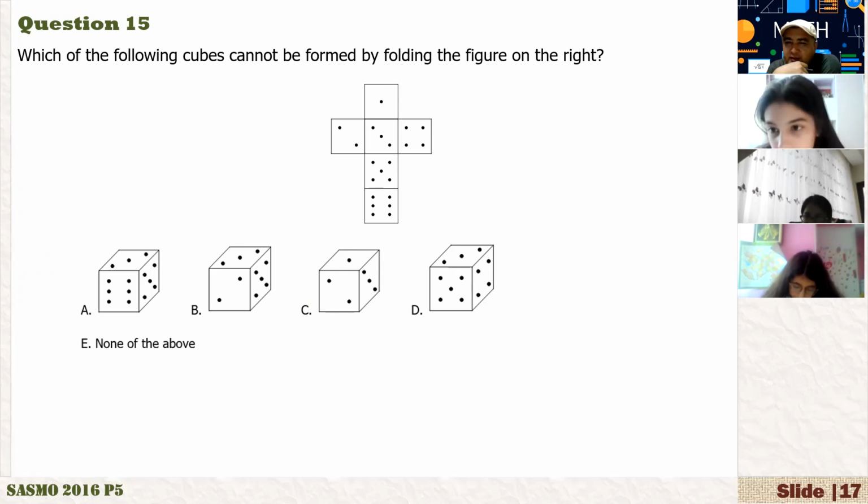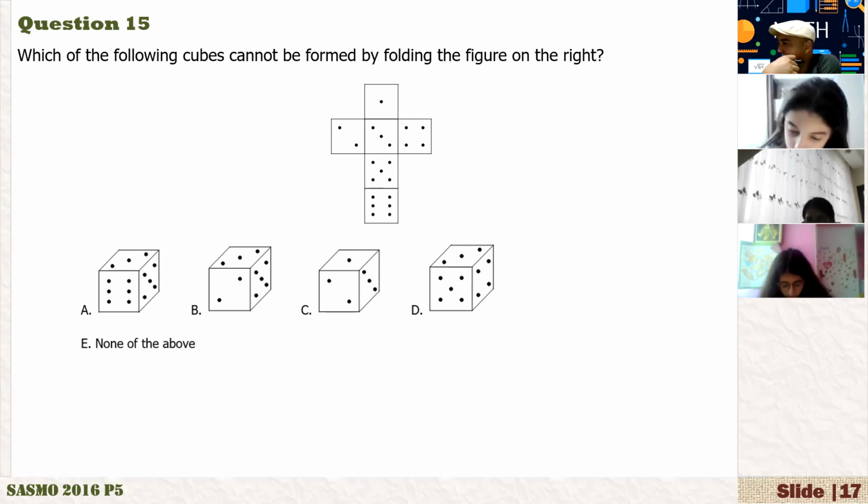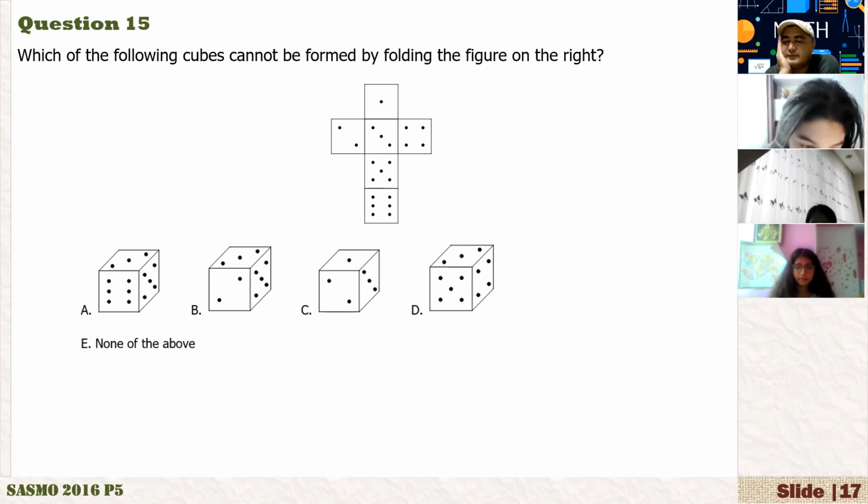And also Nigar is saying that it is C. How about, what's your answer, Leila? Maybe still 2, yes. Leila, say again. Do you have any idea? What's your answer? Mr. Qasim, I changed my answer. It's E. A or E? A. Which of the following cubes cannot be formed by folding the figure on the right?